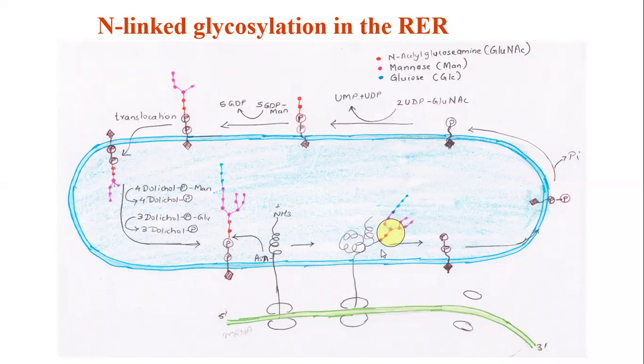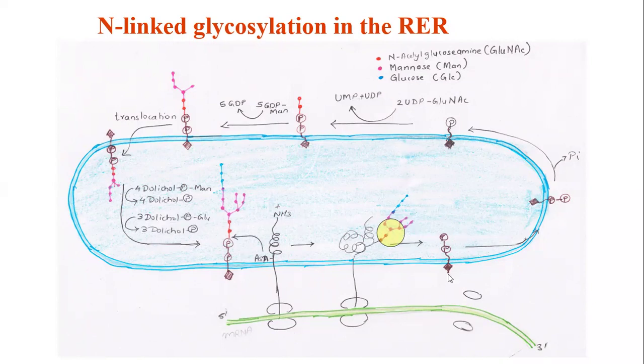Once the 14 sugar core is transferred onto the asparagine residue of the polypeptide chain, we have cleavage of additional sugar residues, and only 5 sugars are retained on the core polysaccharide, which consists of 2 residues of N-acetylglucosamine and 3 residues of mannose sugar. Further modification will take place, which differs from protein to protein, which includes addition of different types of sugars and different numbers of sugars depending on the protein.